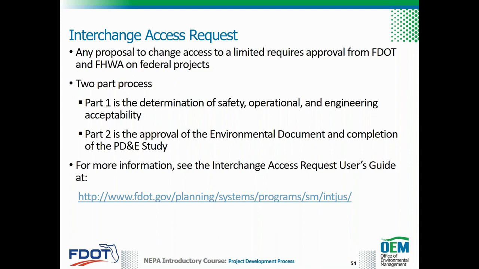The first part is the determination of safety, operational, and engineering, or SONE, acceptability of the request by satisfying and documenting the requirements of FHWA's policy points on access to the interstate system and FDOT's procedure for new or modified interchanges. The first part may proceed or occur concurrently with the PD&E study. The second part is the approval of the environmental document and completion of the PD&E study.